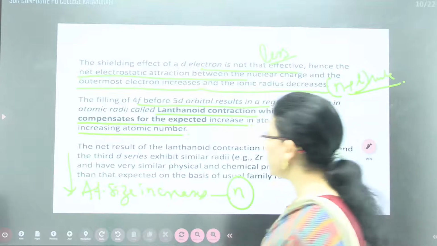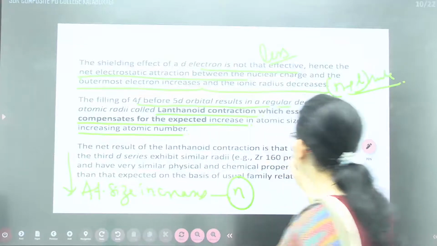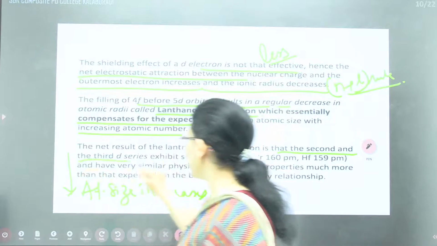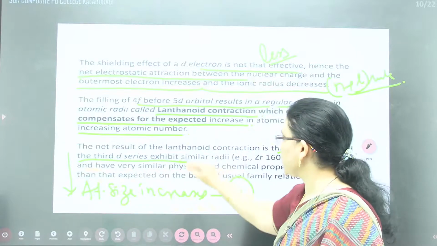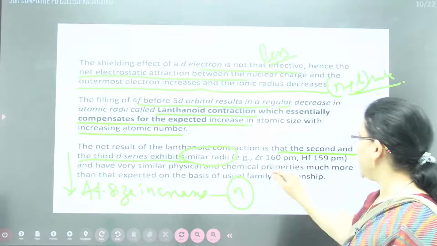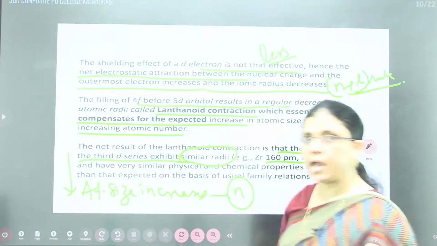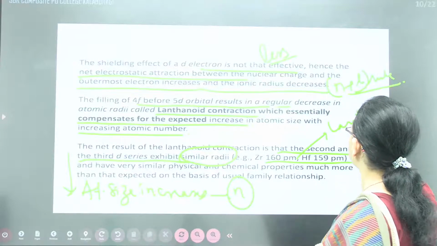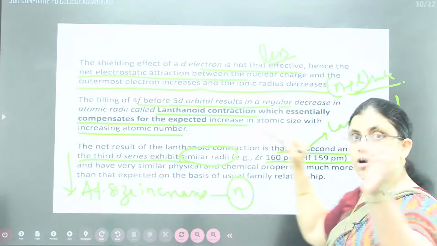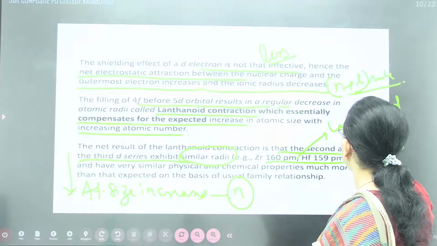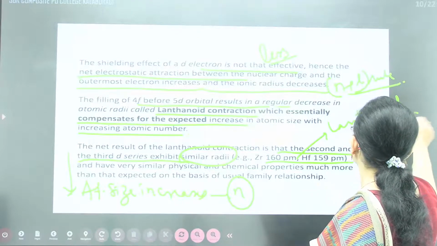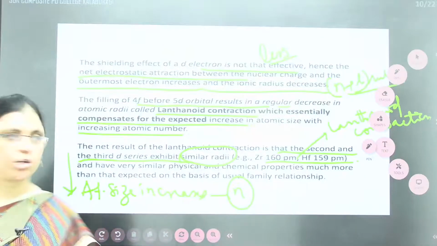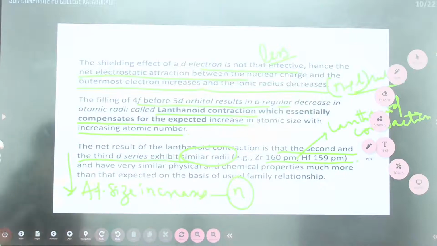Another point we said is that the net result of the lanthanoid contraction is that the second and the third D series are expected to have the same atomic radii, like zirconium and hafnium. And this point we can call lanthanoid contraction. The specific word we will use is lanthanoid contraction.